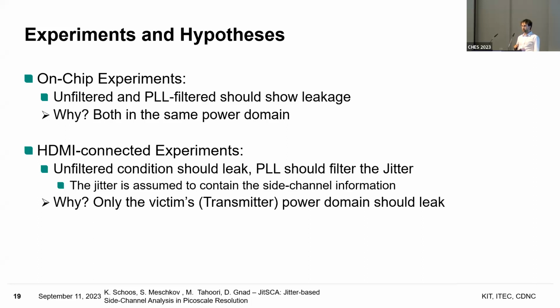Again, I want to show what our hypothesis was, what did we want to see, and do we actually see that? For the on-chip experiments, we assume that the unfiltered and the PLL filtered should show leakage, because the on-chip PLL that we use for filtering should still be affected because it's in the same chip. It should again be affected by power fluctuations. For the HDMI connected experiments, we assume that the unfiltered conditions should show leakage, but the PLL should actually filter the jitter out of the signal. And by that, it should also filter all the side channel leakage.